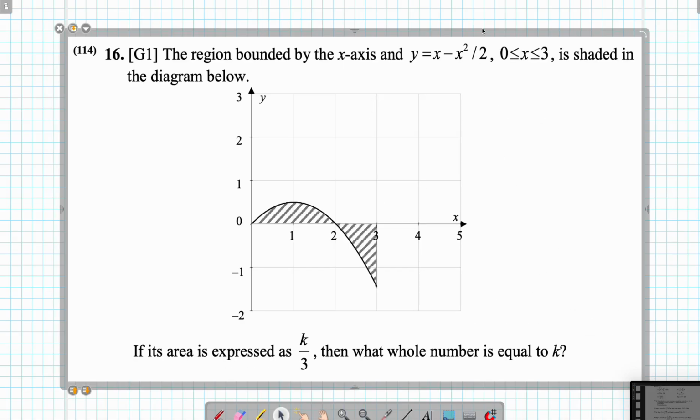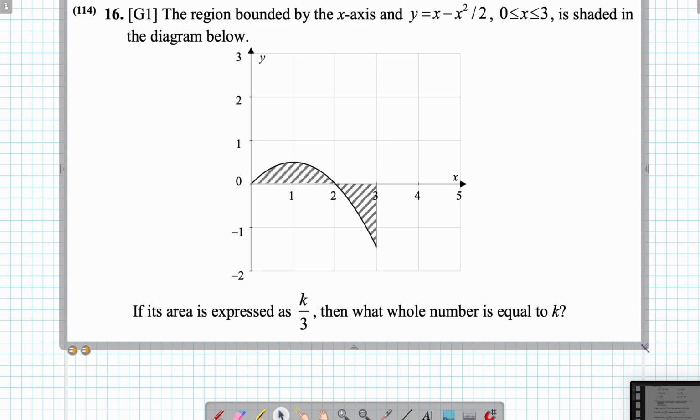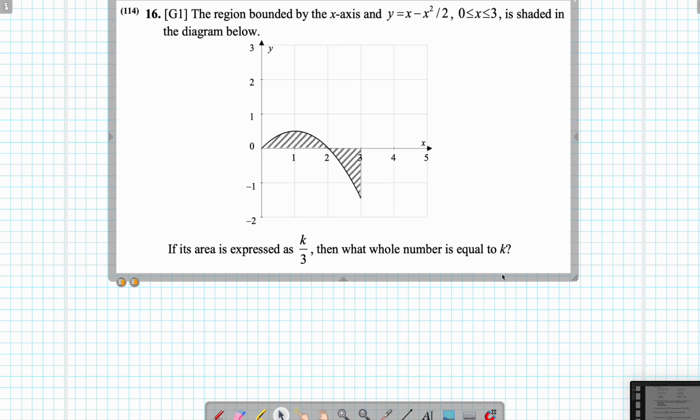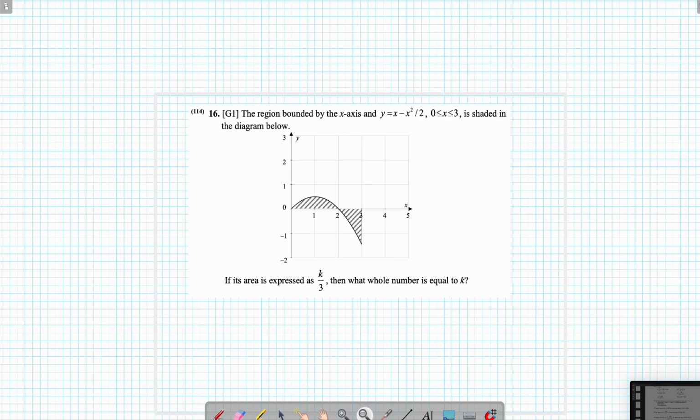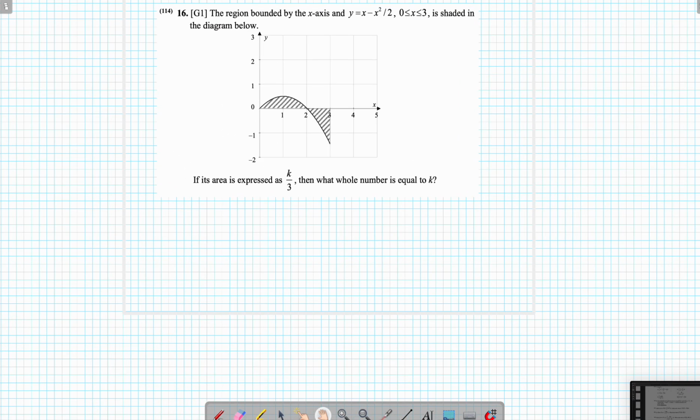So let me just move this up, let's zoom out. Okay, now let's start by figuring out our limits. So from 0 to 2, and then we're going to integrate the function, so x minus x squared over 2.